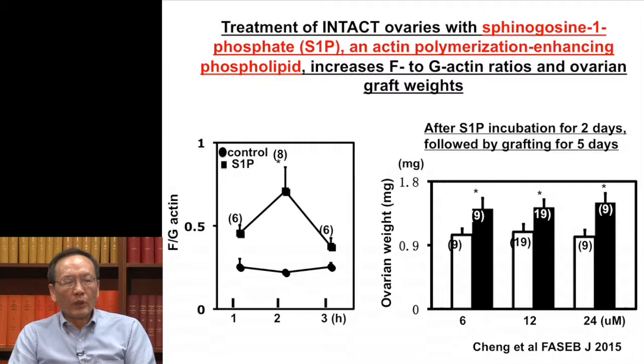Furthermore, we use S1P, sphingosine 1-phosphate, which is a phospholipid that's already found in the follicular fluid, but it's usually bound by high-density lipoprotein. This compound has been shown to increase actin polymerization. As you can see on the left-hand side, we can take the rodent ovary, and if we treat the intact ovary outside the body for 2 days with this drug, and after the drug treatment followed by grafting, our recent data shows that all the black ones are the ones with different doses of sphingosine S1P treatment.